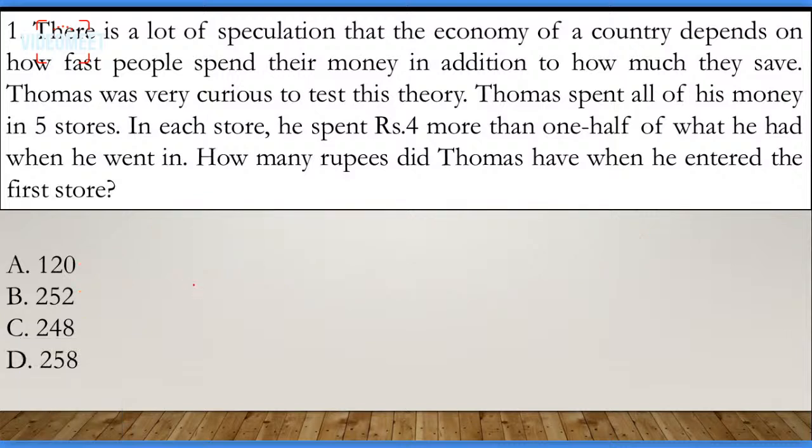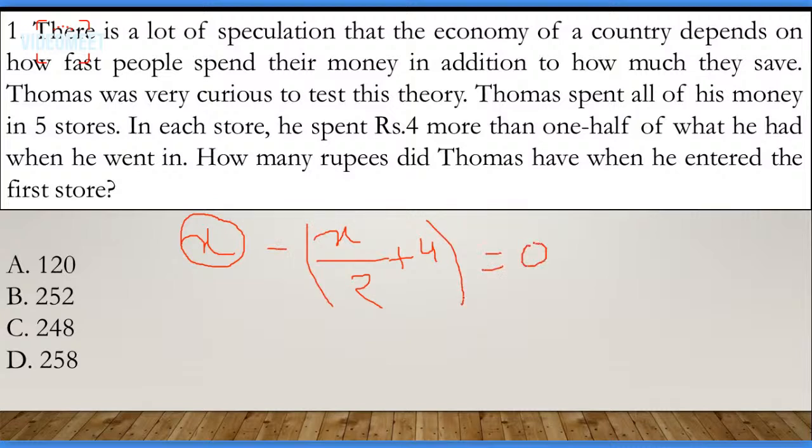Suppose that we start in the reverse order. Suppose that when he enters the fifth store, he has X rupees in his pocket. According to the question, in each store he spent rupees 4 more than one half of what he had when he went in. That means X by 2 plus 4 he spent in the fifth store. But according to the question, after the fifth store he has nothing in his pocket. That means X minus (X by 2 plus 4) is equal to 0, because after the fifth store he has 0 rupees. Thomas spent all of his money in the fifth store.